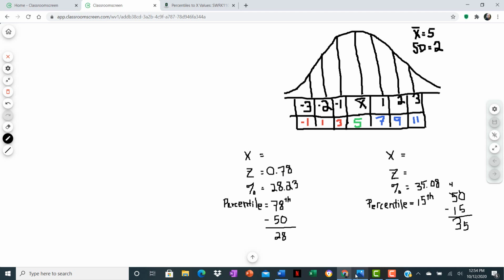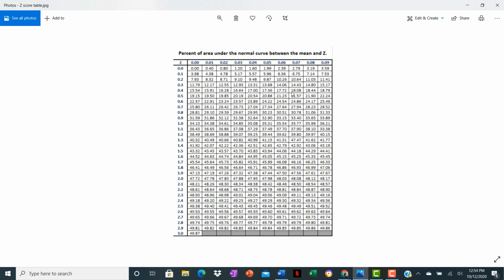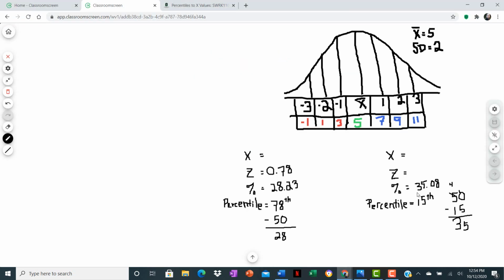35.08. Let's go here. Go back to 35. And it is right here. What are we going to find for this? On the first two digits, 1.0. And on the third digit is 4. So let's go ahead and go back. No big deal here. And we're going to go 1 point.